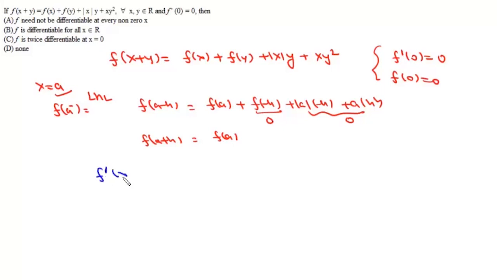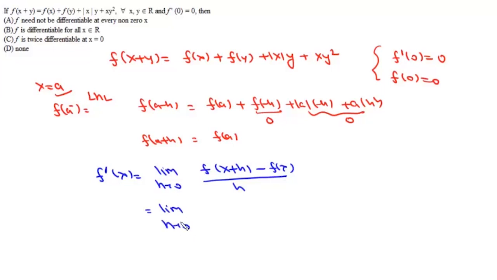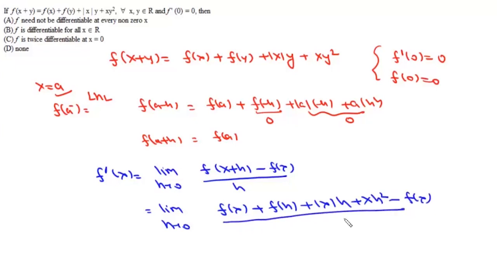Now we can write f'(x) as the limit h tends to 0 of [f(x+h) minus f(x)] upon h. Now f(x+h) is f(x) plus f(h) plus |x| into h plus x into h square, minus f(x), whole divided by h. Now this f(x) and f(x) will cancel, and f(0) is 0.